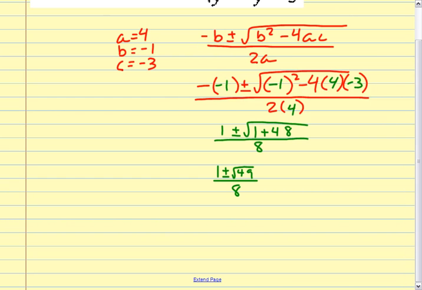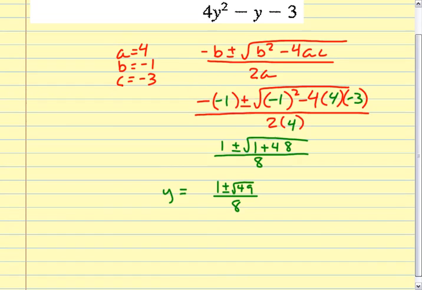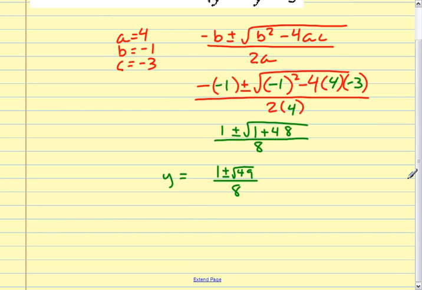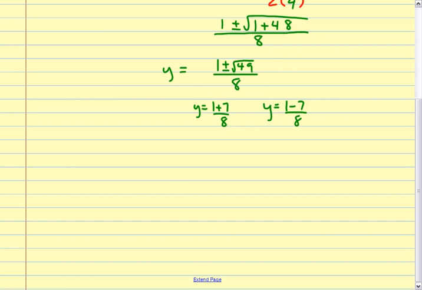And now I'm ready to say that y equals, right? In this case, they're using y at the top, all right? Y equals 1 plus 7 over 8, and y equals 1 minus 7 over 8. Okay, let me extend the page here. That's going to give me y is equal to 8 over 8, y is equal to -6 over 8. Y is equal to 1 when I reduce. Y is equal to -3 over 4 when I reduce.